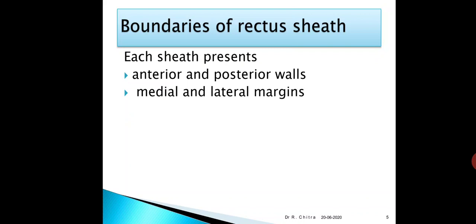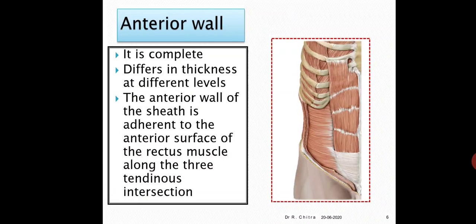Boundaries of the rectus sheath. Each sheath presents anterior and posterior walls and two margins, medial and lateral margins. So anterior wall. Anterior wall is complete. So there's a difference between anterior wall and posterior wall. Posterior wall will be incomplete in the midline or somewhat below the umbilicus. Anterior wall is complete. It differs in thickness at different levels.